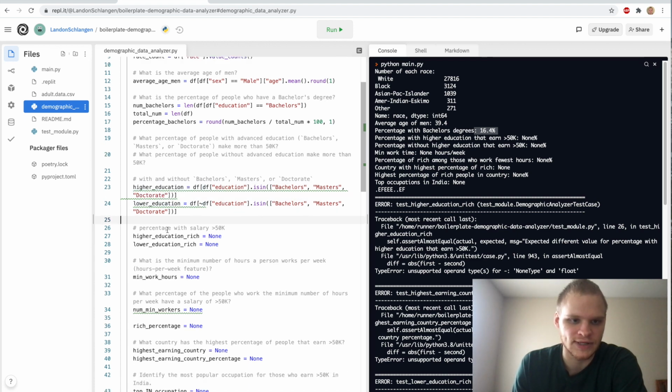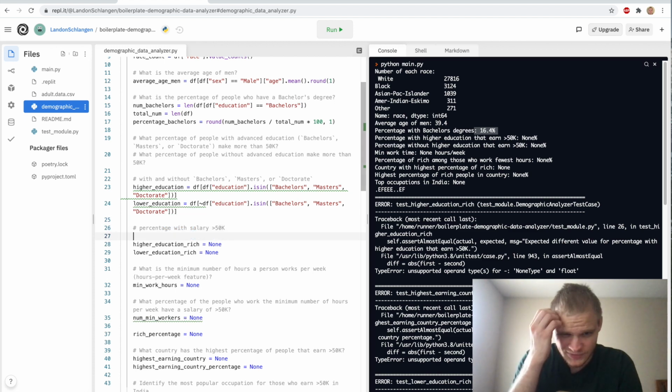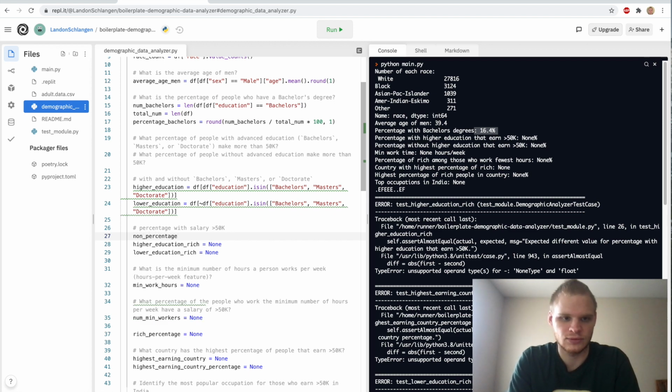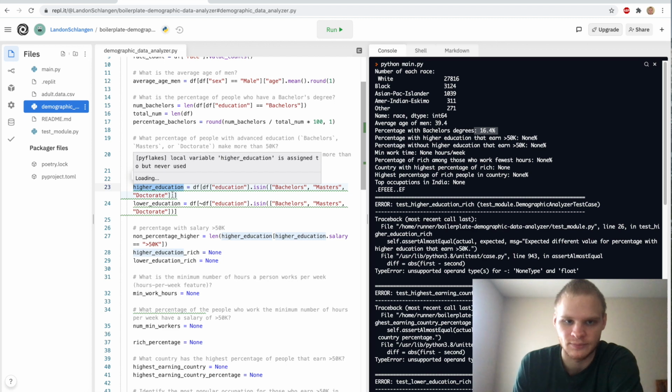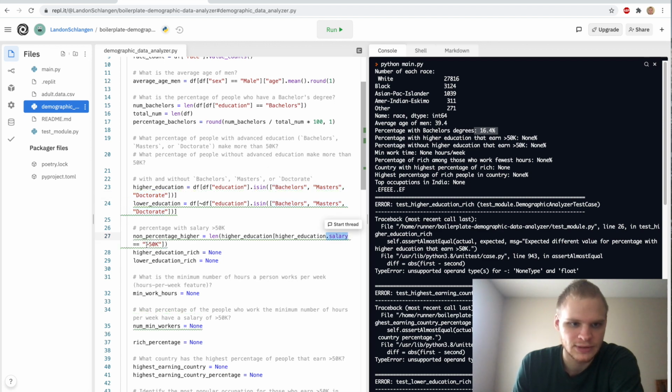Now we have to use this to find this percentage with salary over 50K. And this will take a couple steps because I don't want the line to be too long. So the first step is non-percentage rich, or non-percentage higher. And this is going to equal this higher education data frame. So we're actually using a different data frame than df. So data frame is everything. The higher education one is a different data frame that only contains the people with bachelor's, master's, and doctorates. So we find those people and we find their salary and we return them if it's greater than 50K, and then we find the length of them. So that's how many people make more than 50K and have a high education.